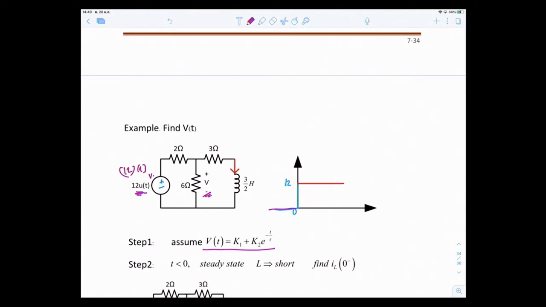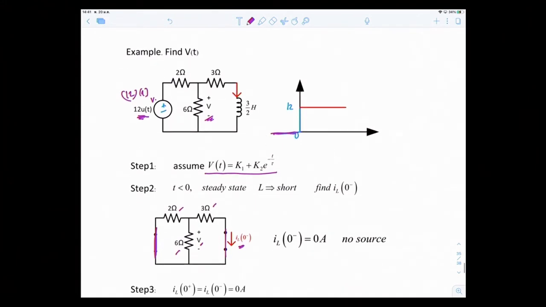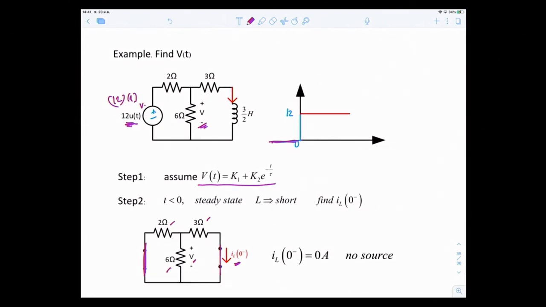Assuming steady state, at t equal to 0 minus, your voltage is equal to 0, so it acts like a short, correct? Here you have 2 ohms, 3 ohms, 6 ohms, and this is the value v. Assuming steady state, your inductor acts like a short, so you have to find iL at 0 minus. Looking at the circuit, there's no source or anything, so there is no iL. So iL equals 0 amps, which means there's no energy stored in the inductor at all. This step is at t equal to 0 minus, in an instant.